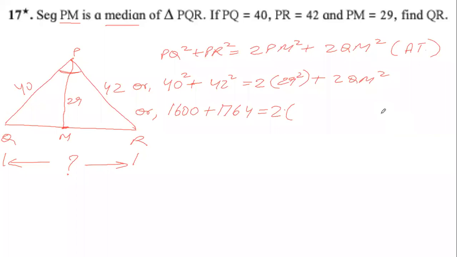Sir, 841. Correct, 841 is right. It really helps if you remember these things. 841 plus 2QM square. Now add and tell me how much is the LHS. You solve it with me. Your work will be complete when the class is over.